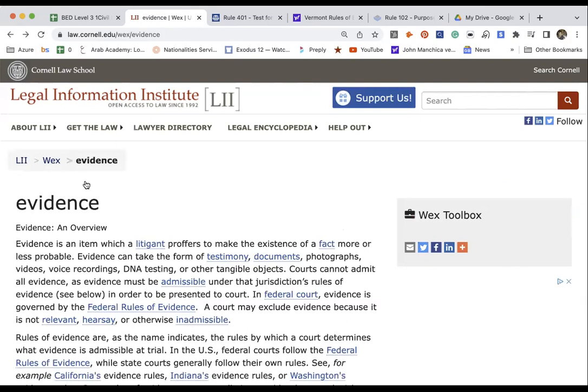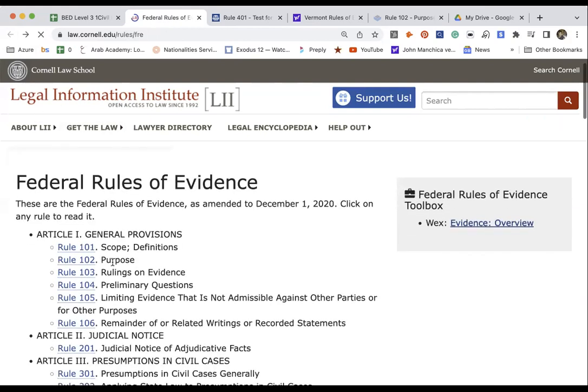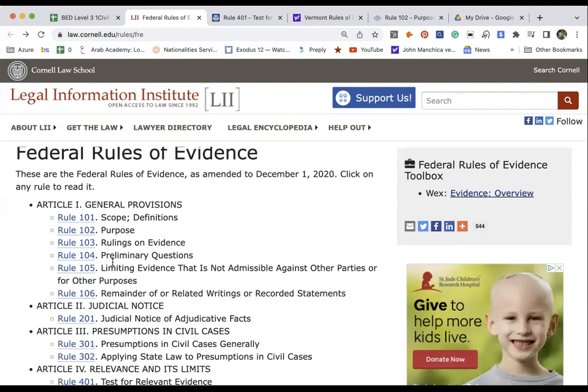Let's just start looking through evidence and see what the rules of evidence say. So here are the federal rules of evidence, as amended December 1st, 2020. So we're looking at about 2 months from this being 2 years old. We can click on any rule to read it. Let's just focus on Article 1 today, the general provisions. Okay, the general provisions.